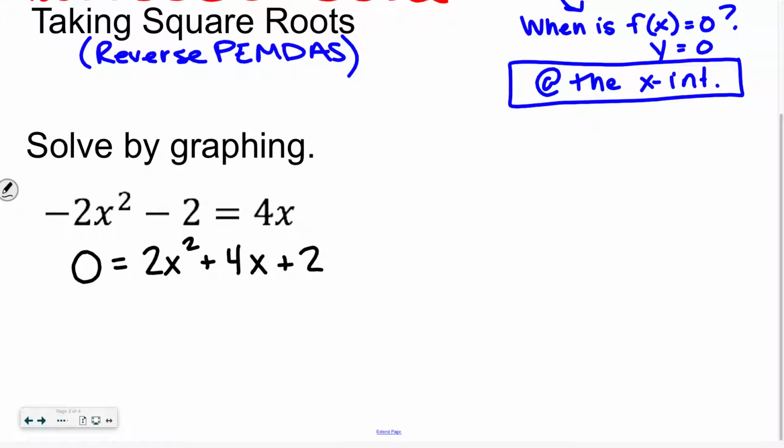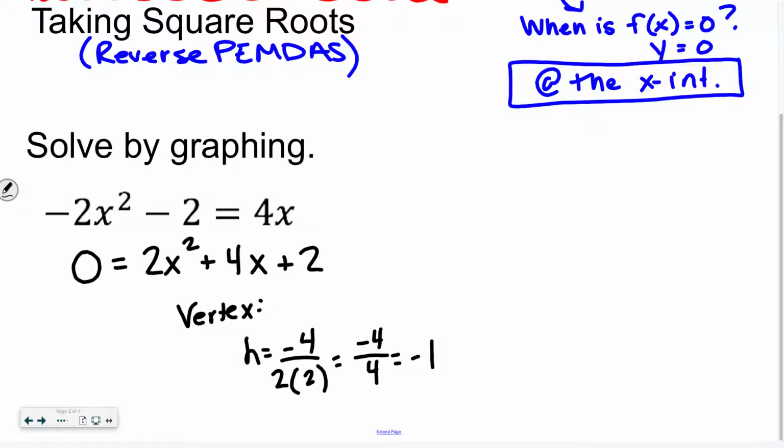Well, in order to graph it, I've got to know where the vertex is. So this is the front page of your test, right? In the form ax squared plus bx plus c, find the x coordinate of your vertex. Opposite of b over 2 times a. Yep. Negative 4 over 4. That's negative 1.